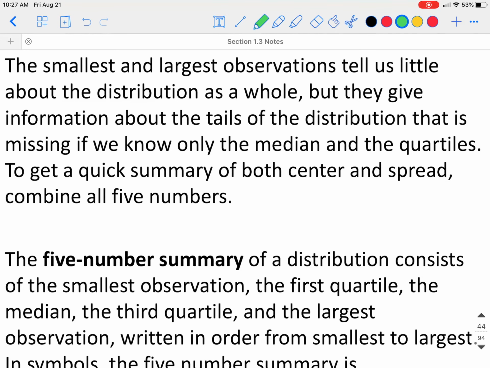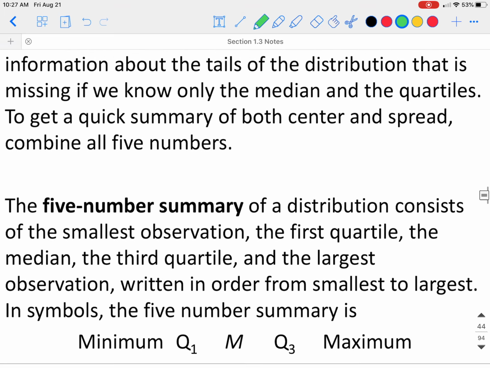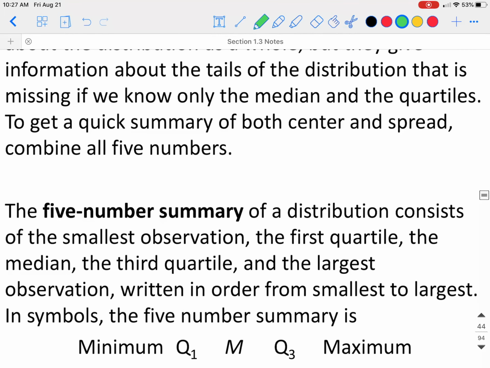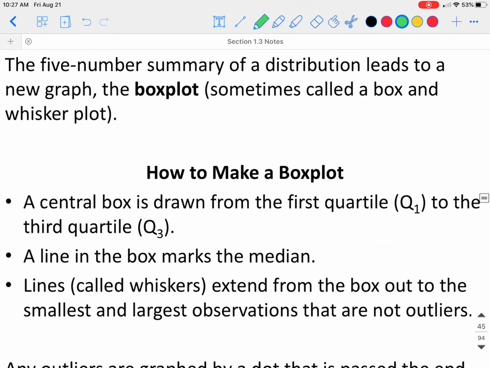To get a quick summary of both center and spread, we can combine all 5 numbers. So if we are looking at a 5-number summary of a distribution, it's going to contain the minimum, the Q1, median, Q3, and the maximum.